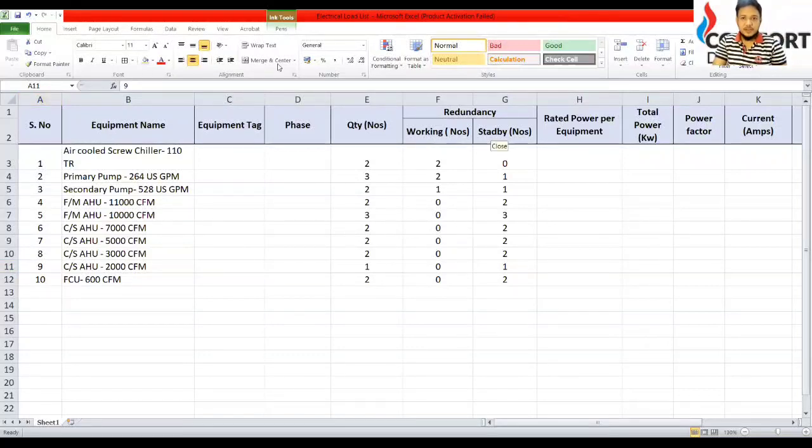I didn't understand, Mr. Parvez Alam, standby quantity. Why do I have to change? Because, sorry. You are right. So all these are working, so it should be here, and standby it will be 0. You are right.